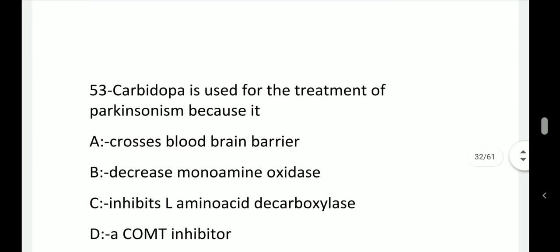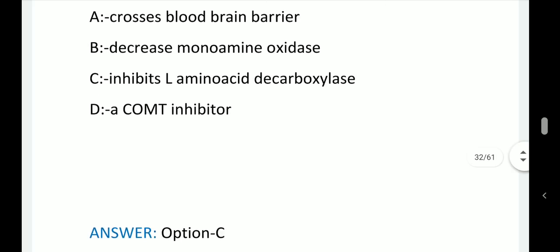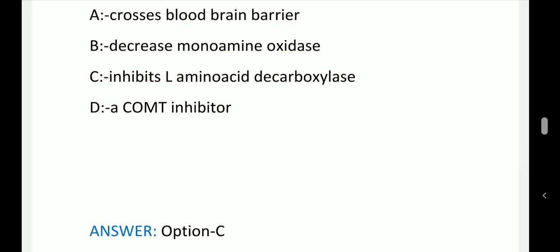Question number 53. Carbidopa is used for the treatment of Parkinsonism because it option A, crosses blood-brain barrier. Option B, decreases monoamine oxidase. Option C, inhibits L-amino acid decarboxylase. Option D, a COMT inhibitor. Answer is option C, inhibits L-amino acid decarboxylase.